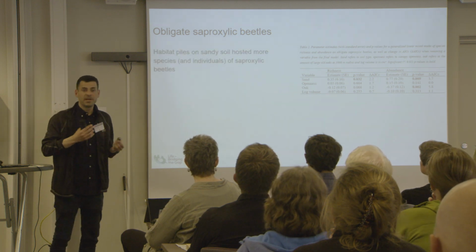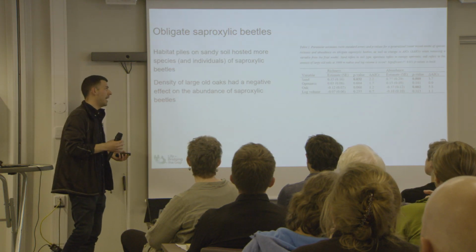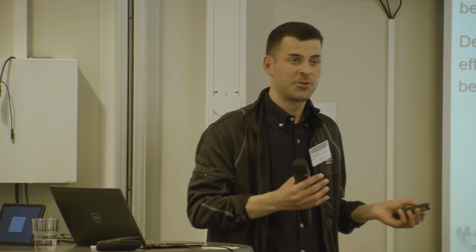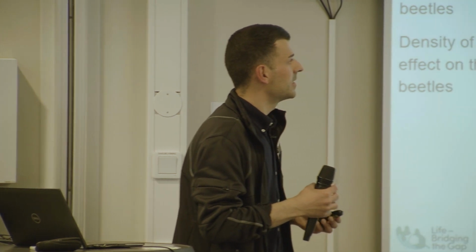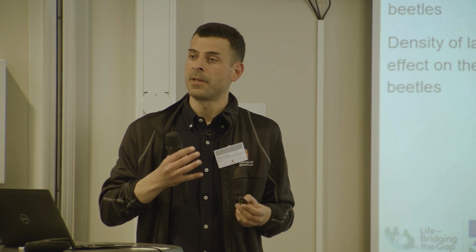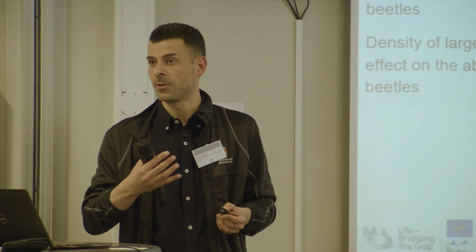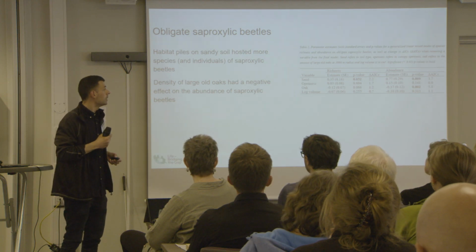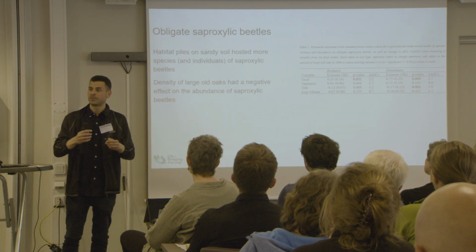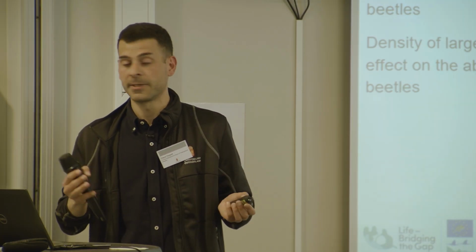And when it comes to richness and abundance of saproxylic beetles, habitat piles being on sandy soil was significant on both of these. A result which we didn't expect was that the density of large old oaks had a negative effect on the abundance. Now, the reason for this could be that the spatial scales we used were either inappropriate or we didn't include enough substrates. For example, we only looked at old or large oaks, but perhaps we should have included other deciduous trees as well. It would also have been more interesting, I guess, because of this study object, to look at the amount of dead wood at different spatial scales rather than old oaks.